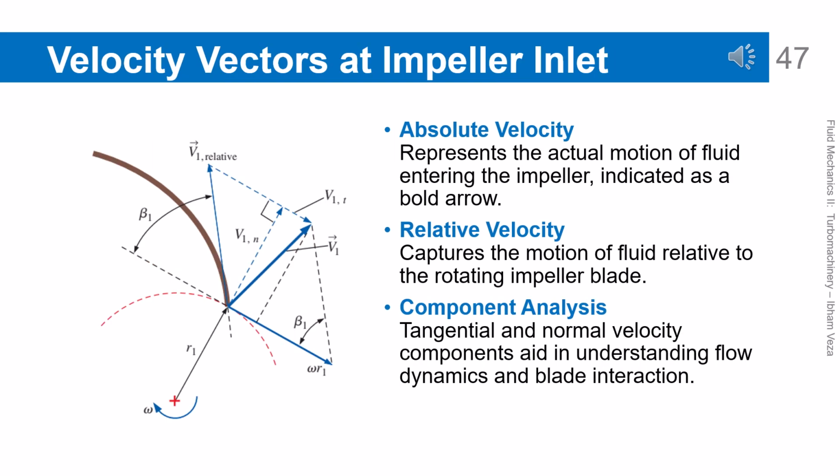Velocity vectors at impeller inlet. The absolute velocity shows the actual direction and magnitude of the fluid entering the impeller. The relative velocity shows how the fluid moves relative to the rotating blade. Decomposing these into tangential and normal components helps to understand the fluid-blade interaction. From this, it can be analyzed whether the inlet flow matches the design angle. Mismatch in angles can cause losses and efficiency reduction.